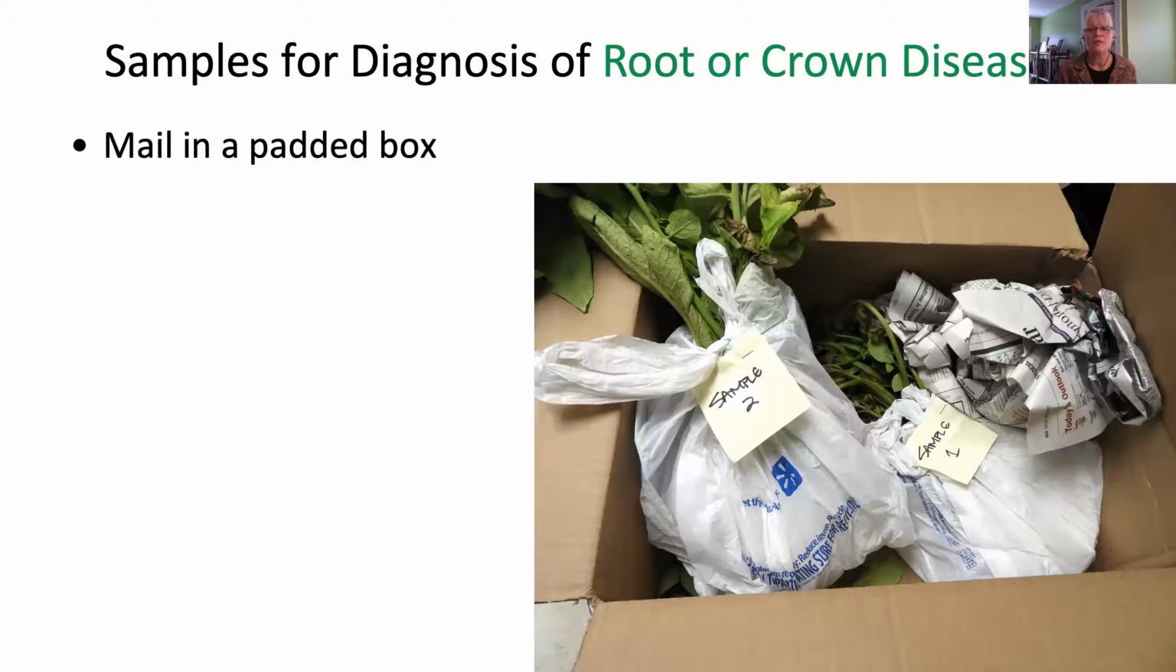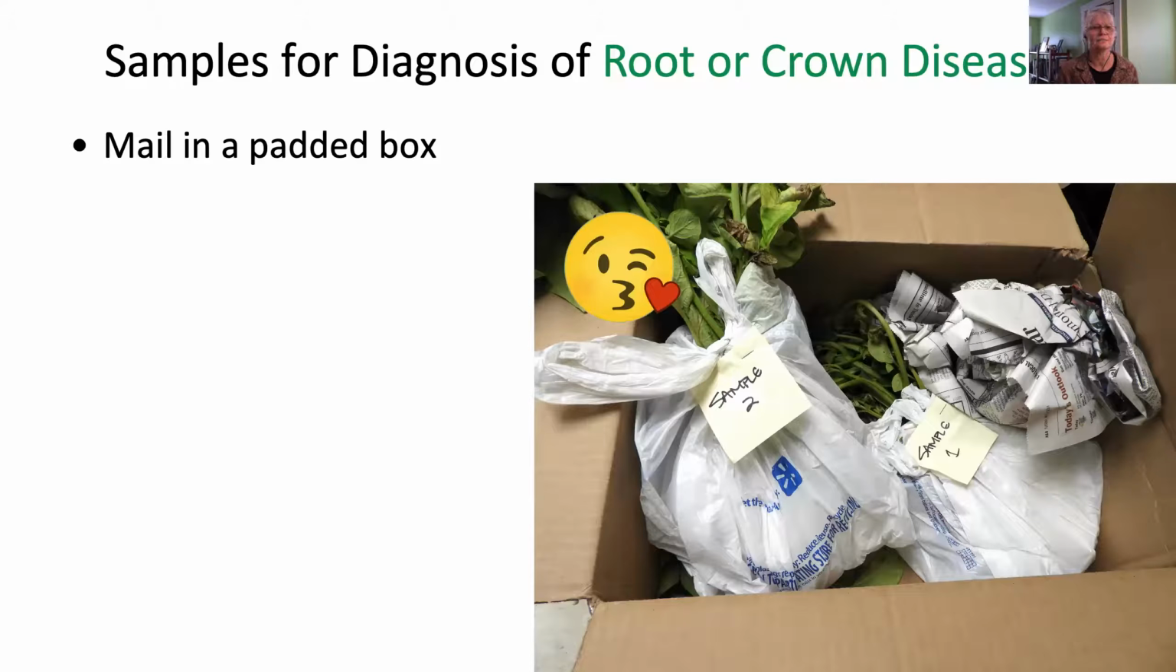And then once you've wrapped up that root system in a plastic bag and tied it off around the base of the stem, you can package those plants in a box with some padding and mail it off. This is a good sample. They had 2 plants clearly labeled. Each one had the root system in a plastic bag tied off around the base of the stem.